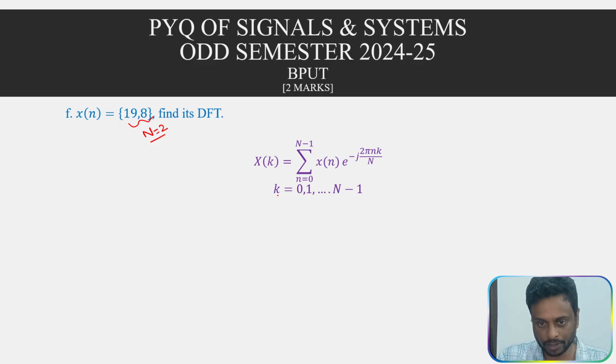So let us put it here. k will be from 0 to N minus 1, so it will be 1. So two values you can put: we can put k equal to 0 and we can put k equal to 1.